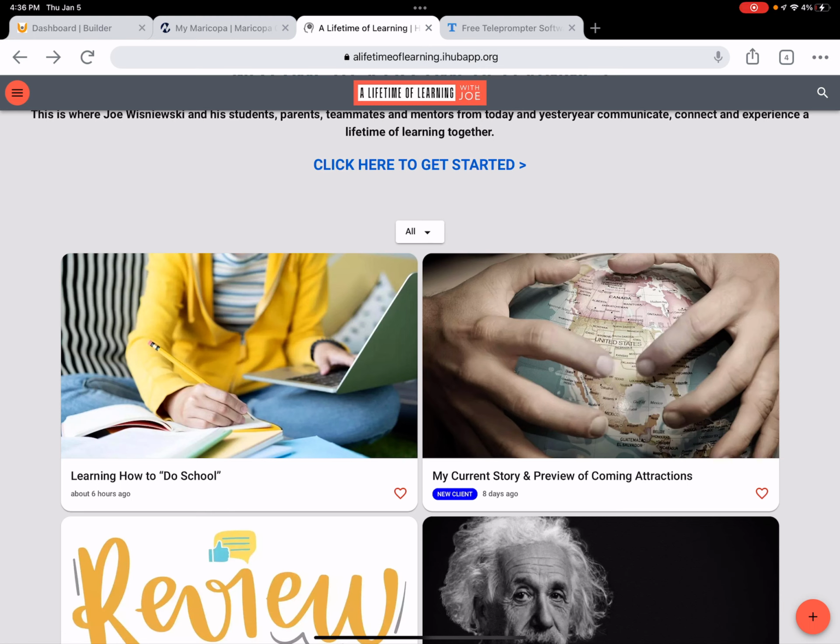So what you're looking at right now is what is called my hub. The name of the hub is A Lifetime of Learning, and it's part of the iHub app organization. Okay, so let me give you a capsule summary of why I'm doing this. A couple of very, very important reasons, some of which I'm sure many of you have struggled with.